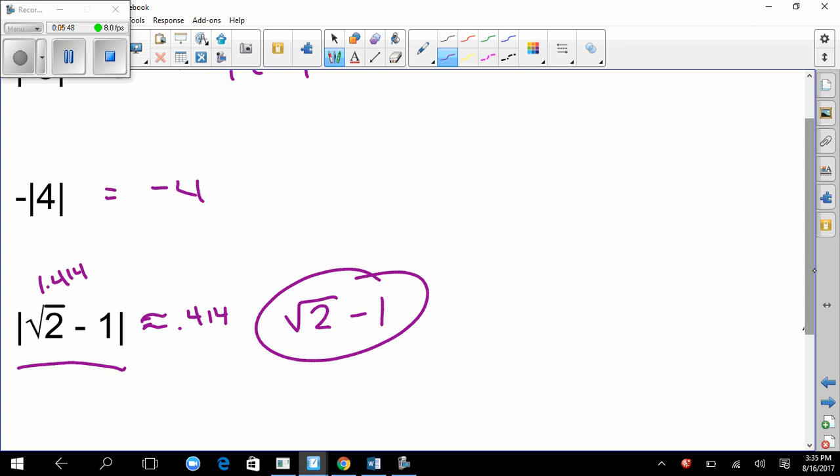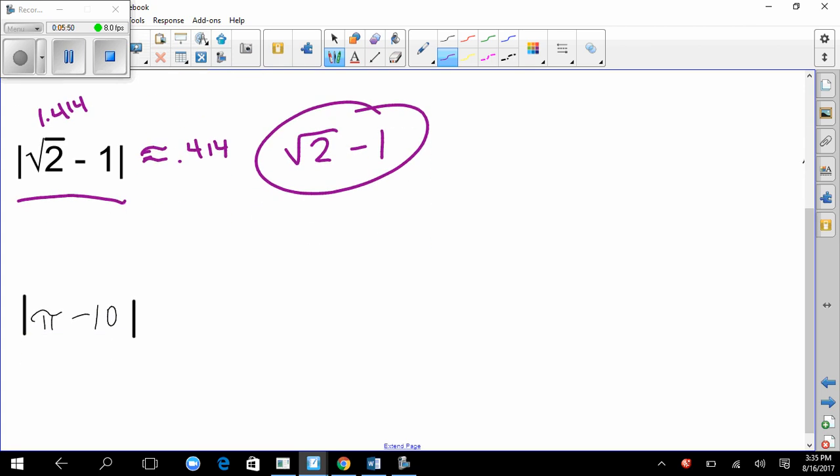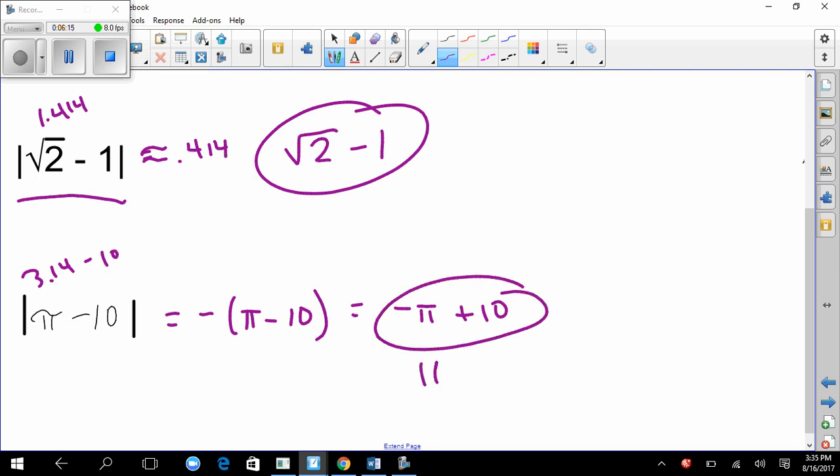When I get down to something like this one, if I have pi minus 10, well, we all know pi is like 3.14. And when I subtract 10 from that, that gives me a negative number. So since the number inside of the absolute value is negative, I need to negate it. So the absolute value is going to be negative pi plus 10, or you may see it as 10 minus pi if they flip it around.